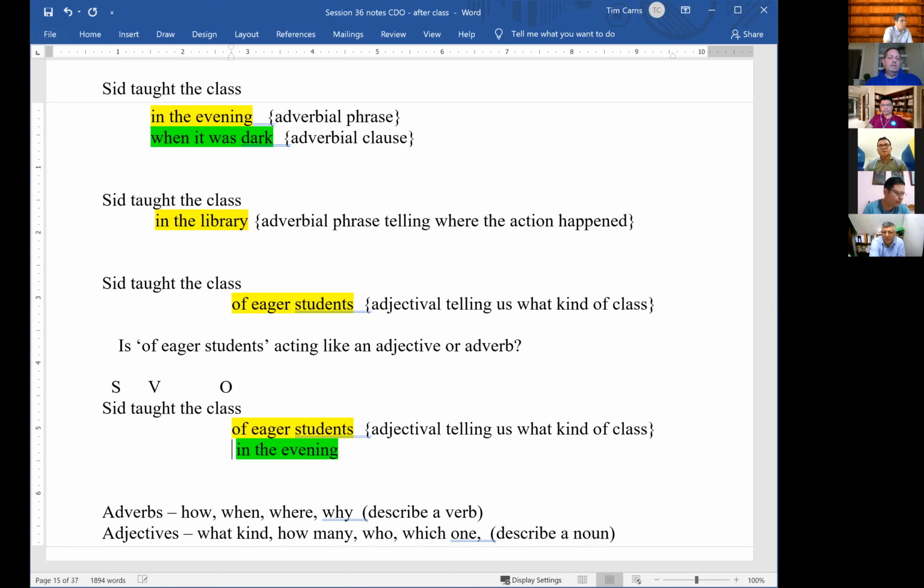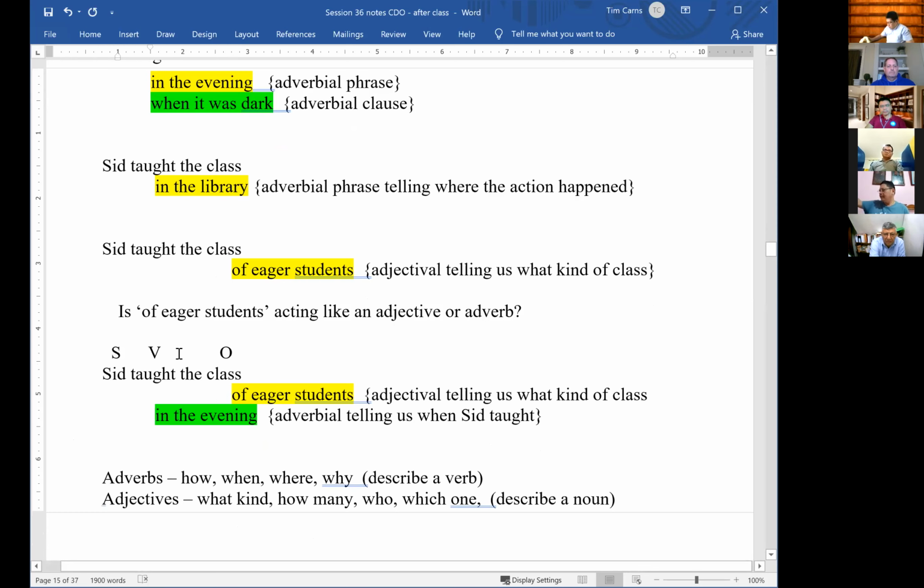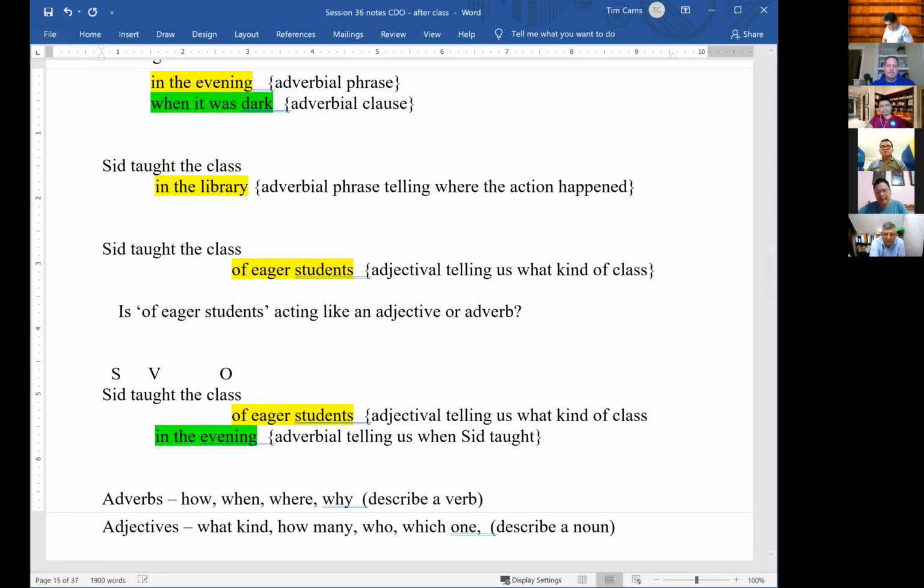And then in the evening, modifying, oh, sorry. Why won't it let me? There. In the evenings, modifying taught because it's adverbial, because it's telling us when Sid taught. Okay? Does that answer your question?